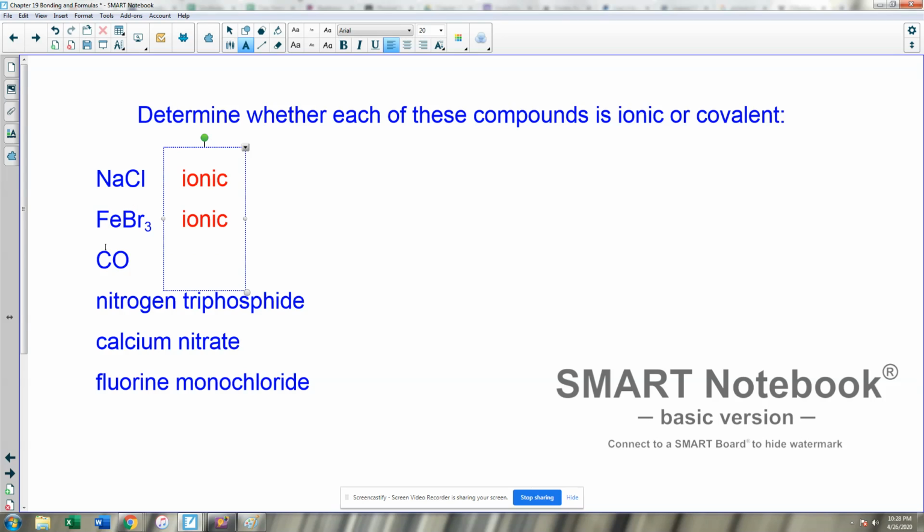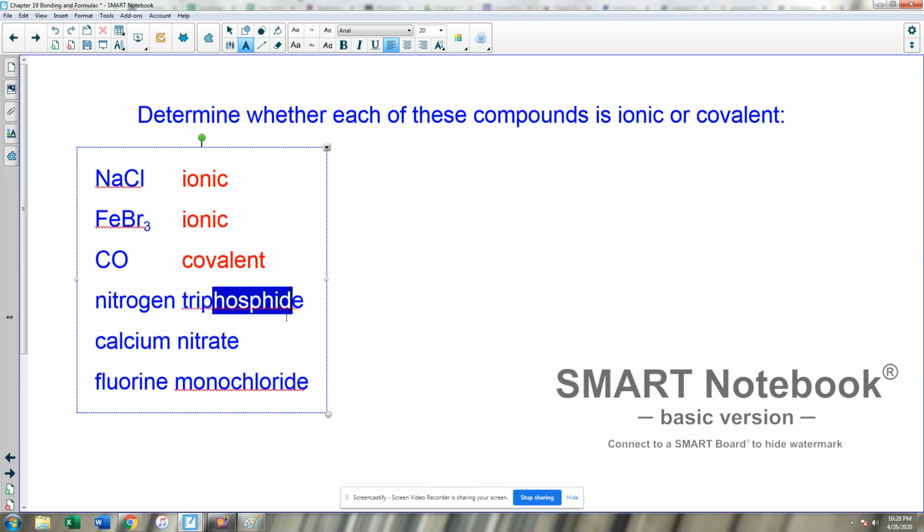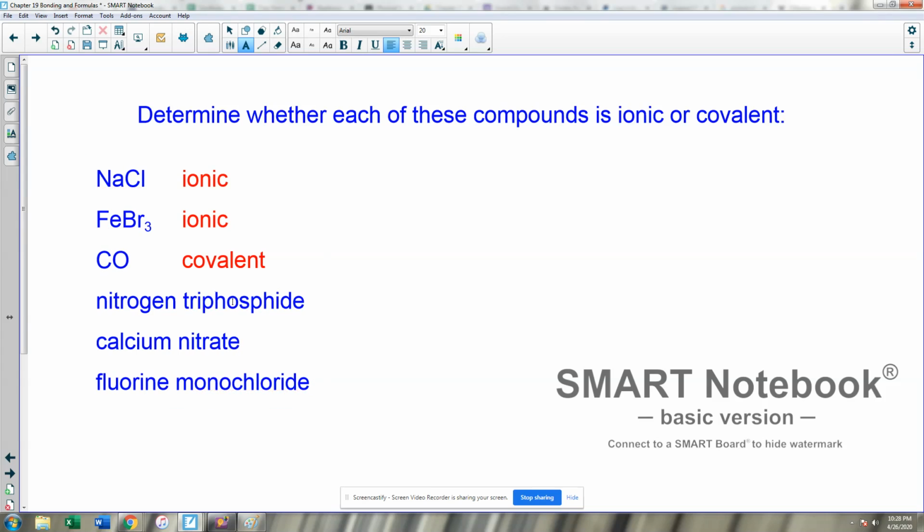CO: this might look like cobalt, but actually we have two capital letters here. So this is carbon and oxygen. We call this carbon monoxide. So this is actually two nonmetals, so this is covalent. Nitrogen triphosphide. Nitrogen is a nonmetal, and triphosphide, what's triphosphide? Well, we see phosphide here. Phosphide is phosphorus, so nitrogen and phosphorus are both nonmetals, so that's also covalent.